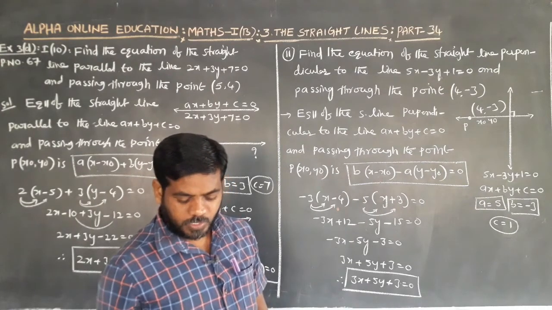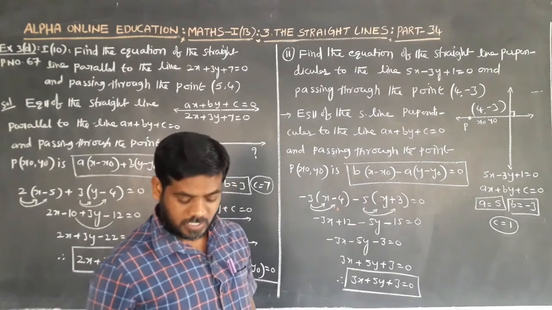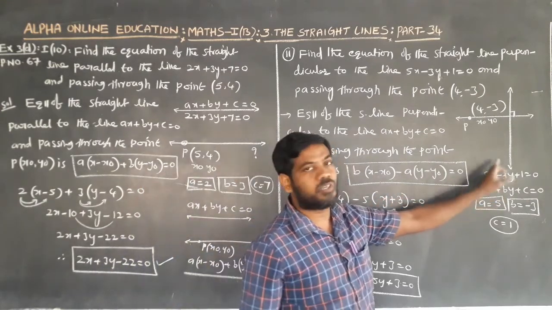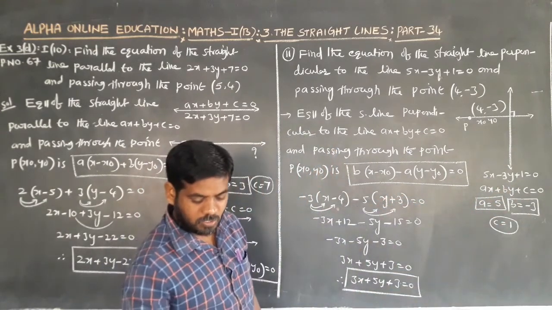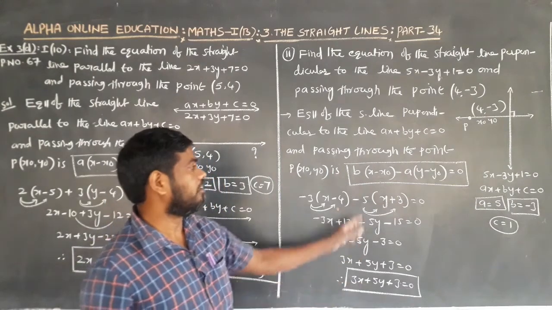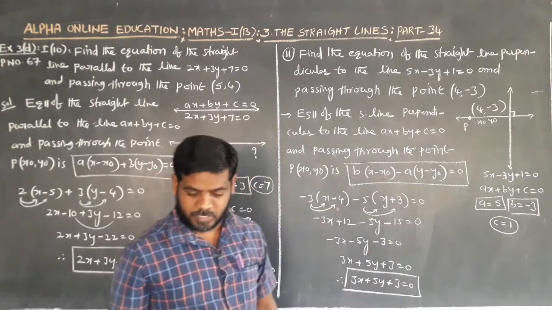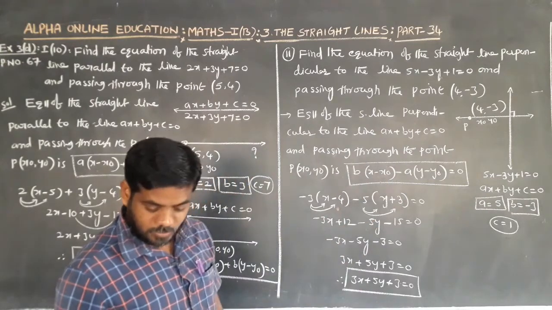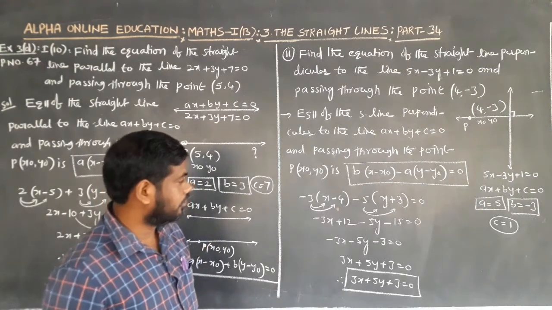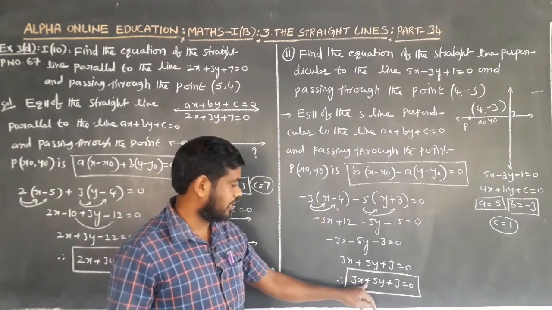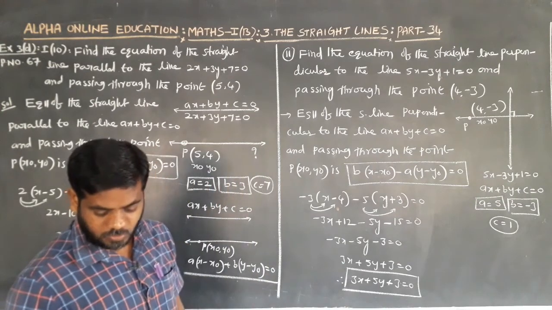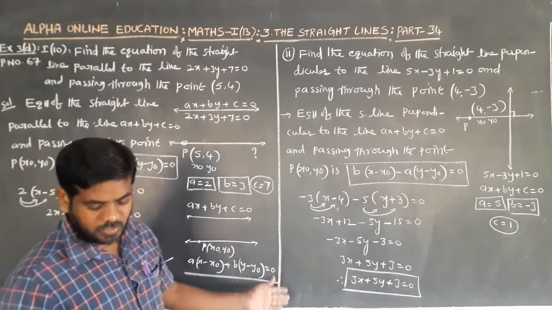Here, the equation of the straight line perpendicular to ax plus by plus c is equal to 0 and passing through the point x naught, y naught is b into x minus x naught minus a into y minus y naught is equal to 0. The required equation of the line is 3x plus 5y plus 3 is equal to 0 is the answer.